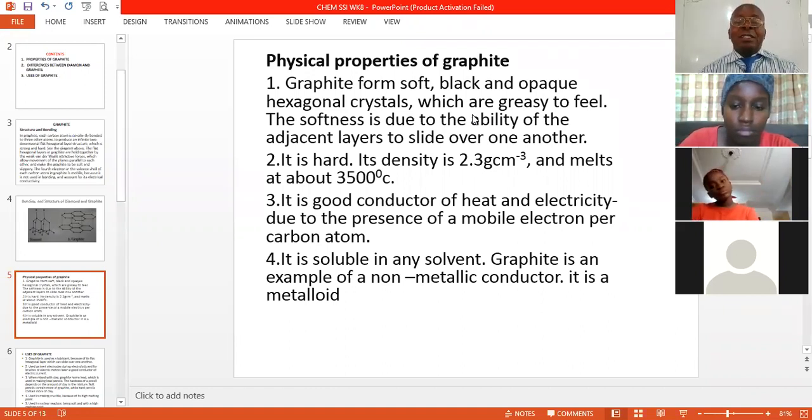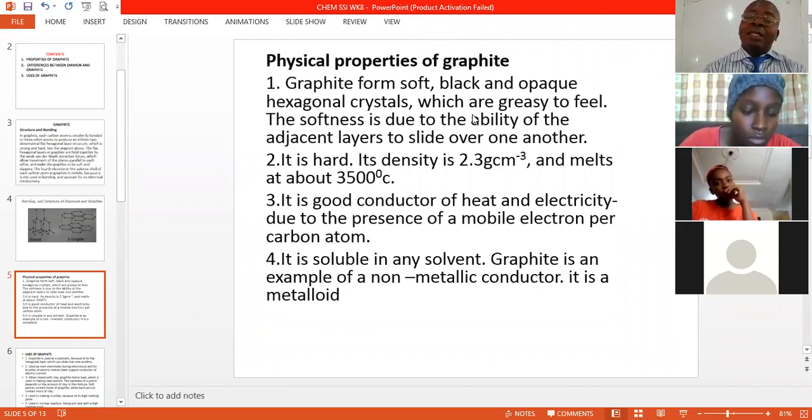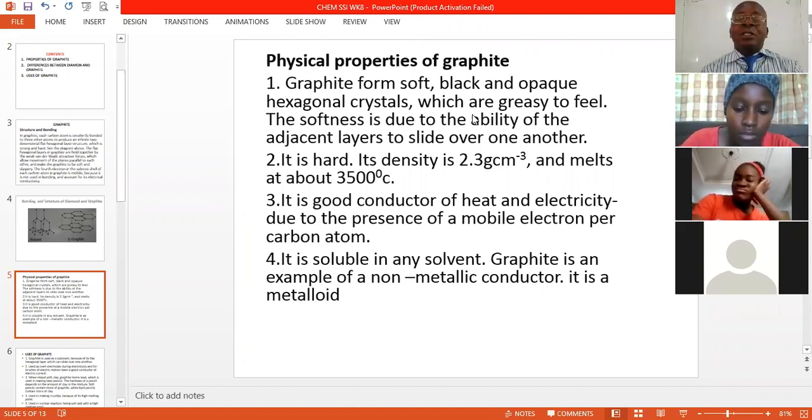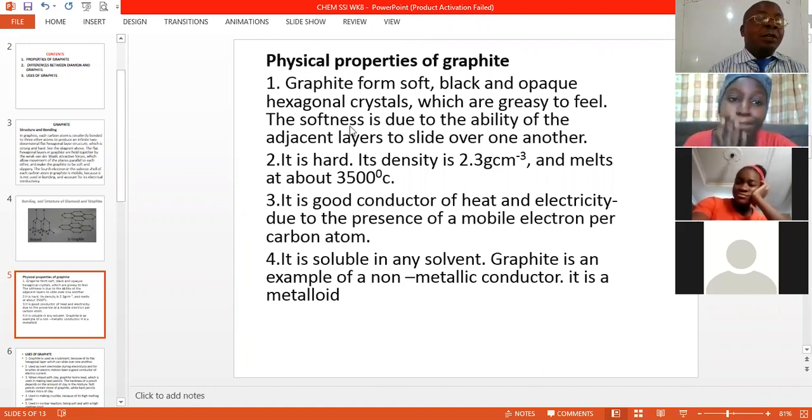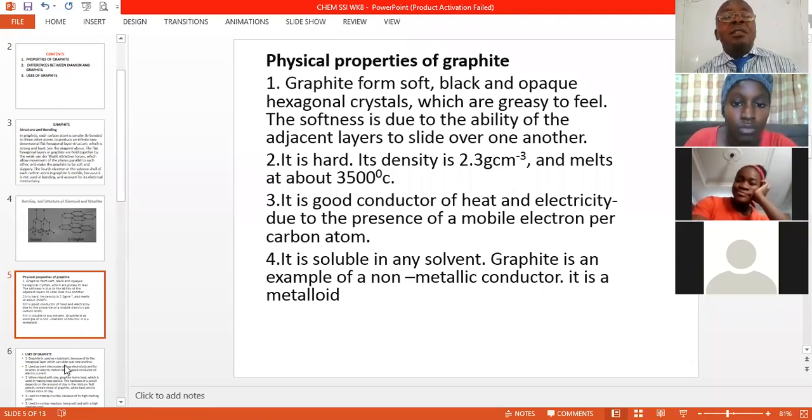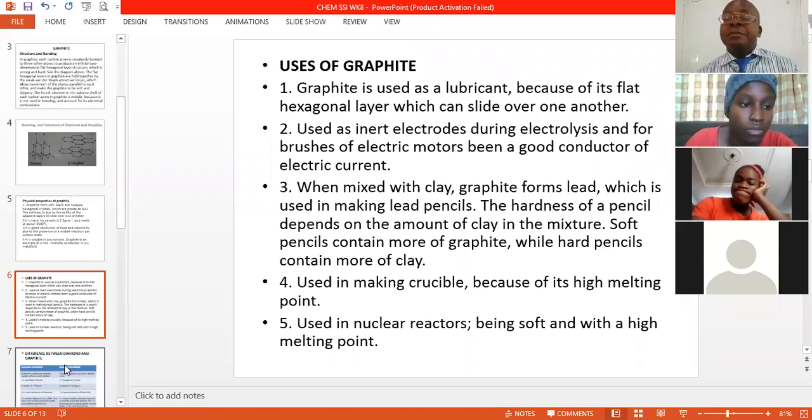So graphite is an example of non-metallic conductor. It is under the class of metalloid. So you cannot really call it a metallic conductor, but it is under the class of metalloid. Any question? No, sir. Okay, we'll move on. We look at the uses of graphite.